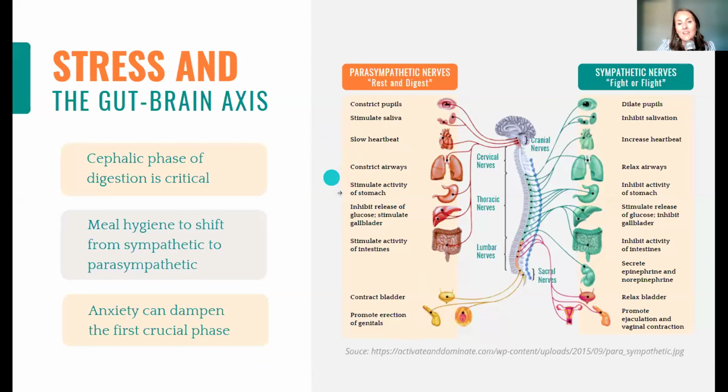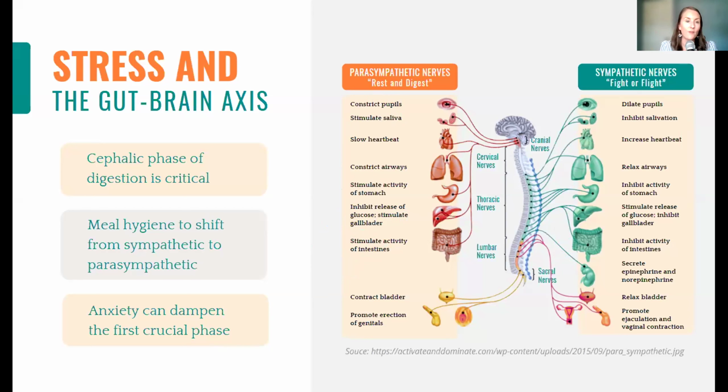You'll see that it stimulates activity of the stomach, so it's going to secrete stomach acid. It's going to inhibit the release of glucose because we're not running from a tiger. We don't need glucose in our muscles. It's going to stimulate the gallbladder and then stimulate the activity of the intestines. This is an ideal scenario for digestion. Now, this is probably not the state that many of your clients are in when they sit down for a meal and they think all the thoughts that they're having, right?